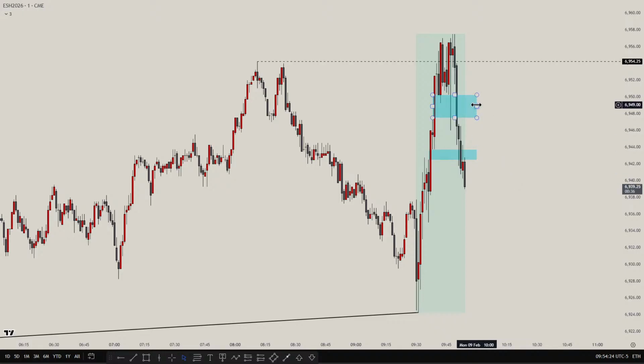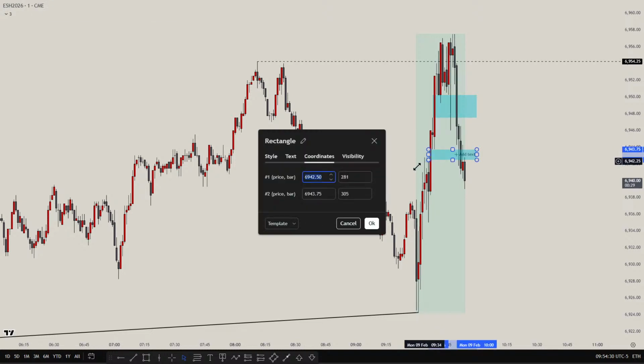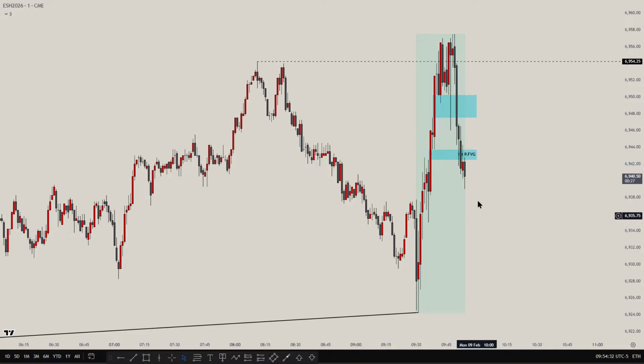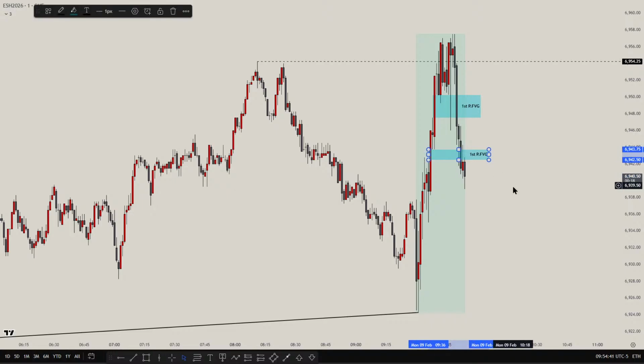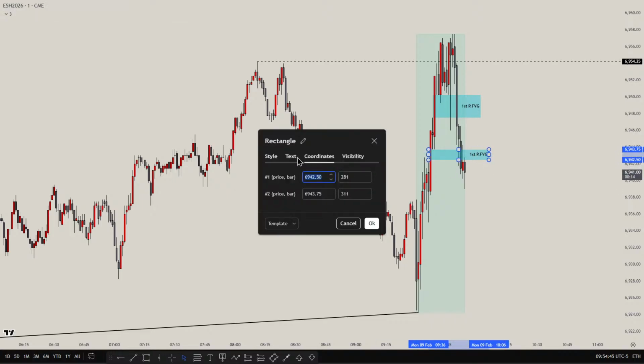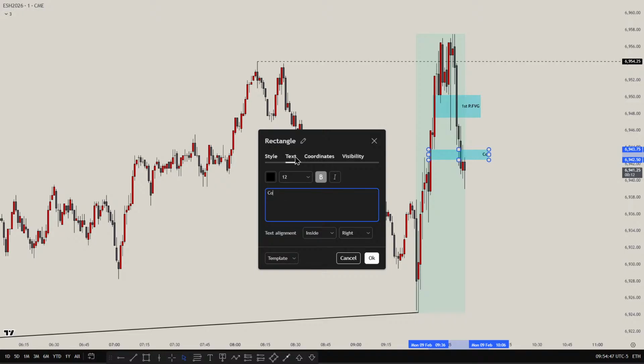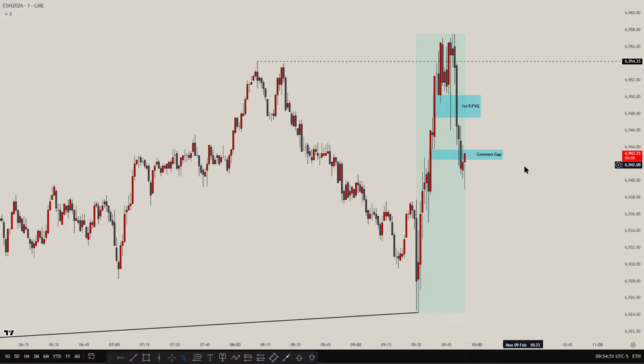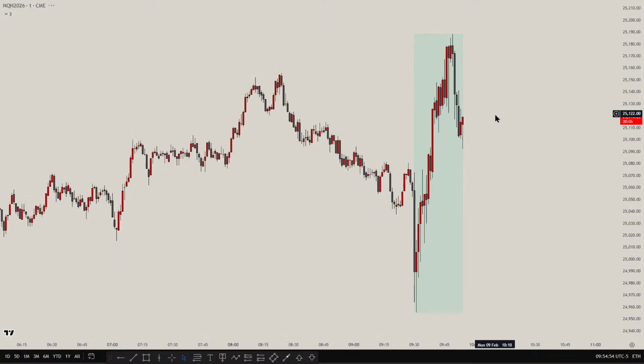The reason I have both of these gaps annotated is because on ES, you could see this as a common gap, or you could see this as a first presented fair value gap. It just depends on what you individually require. I like this one more because it's the larger displacement. This one's just a handle or two. It's 1.25 handles, so I'd consider this more of a common gap, rather than a nice first presented one.